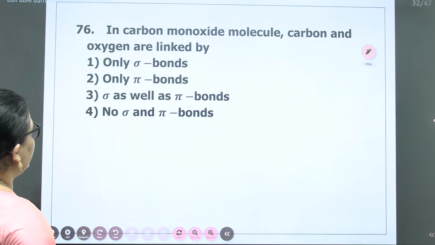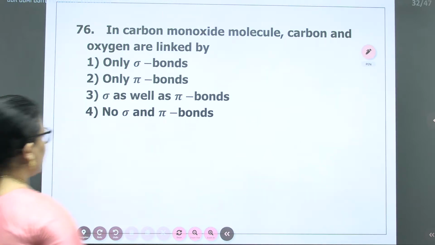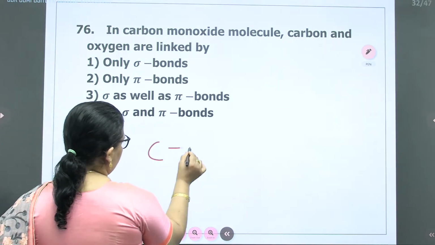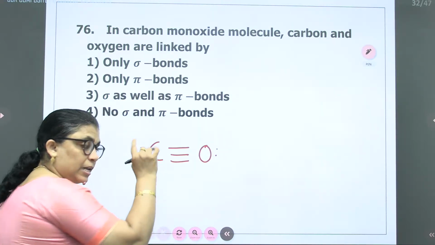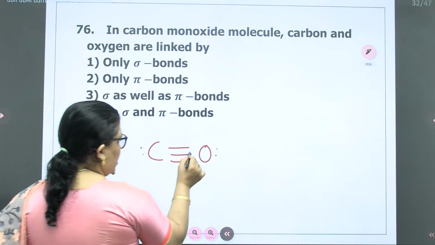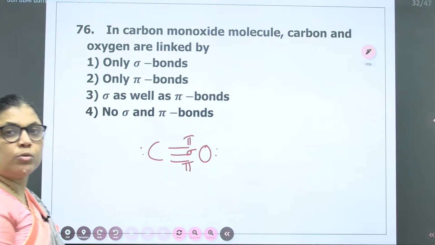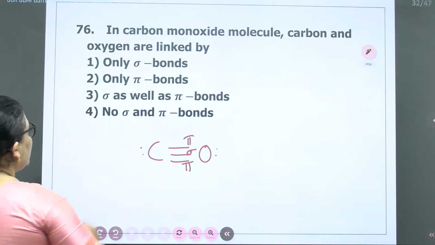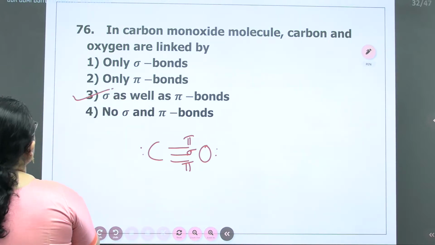Question number 76. In the carbon monoxide molecule, C double bond C, they contain a sigma bond also, and a pi bond also. Sigma and pi bond both are present over there. That's why we can say sigma as well as pi bond.